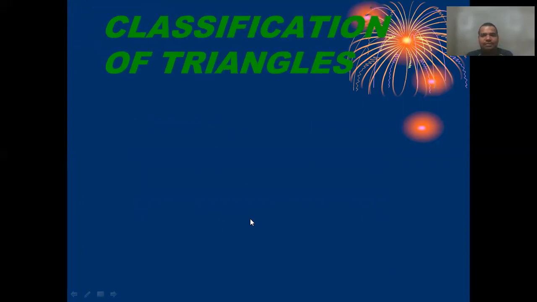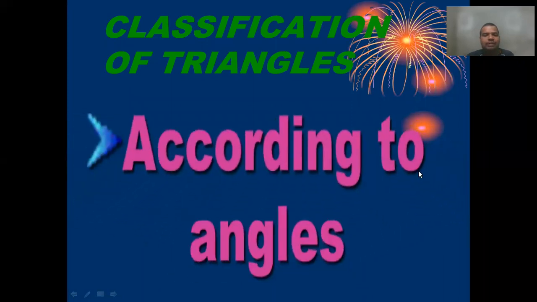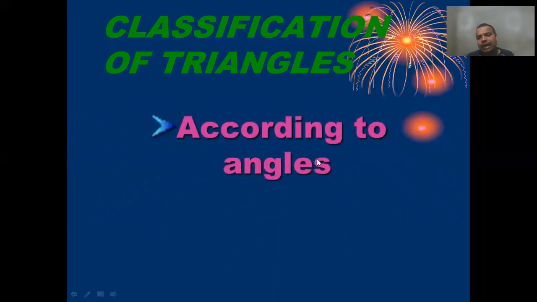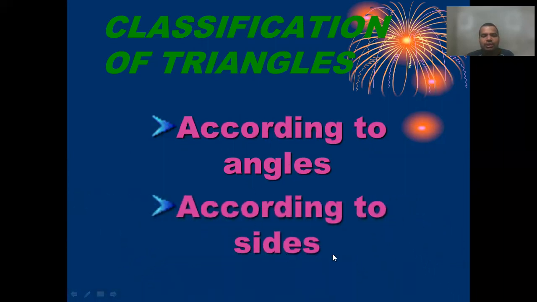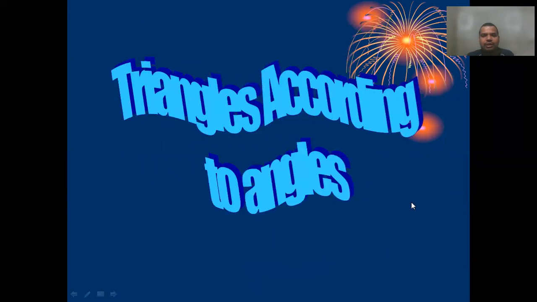Now coming on to the classification of triangles. Basically we will classify the triangles according to the angles. The first classification is according to the angles and the next classification is going to be according to the sides. Now coming on to the triangles according to angles, the different types of classification of triangles according to their angles.